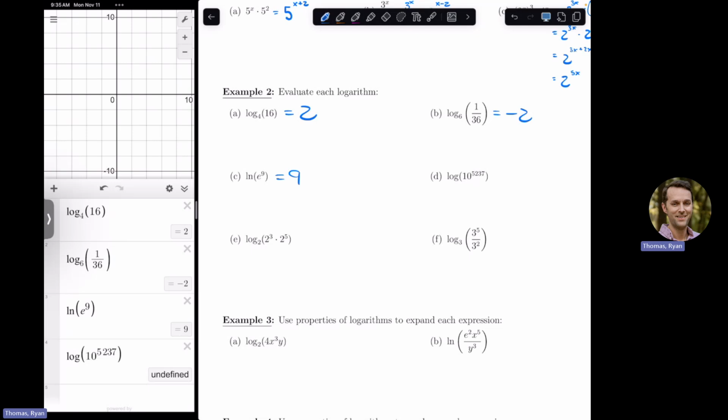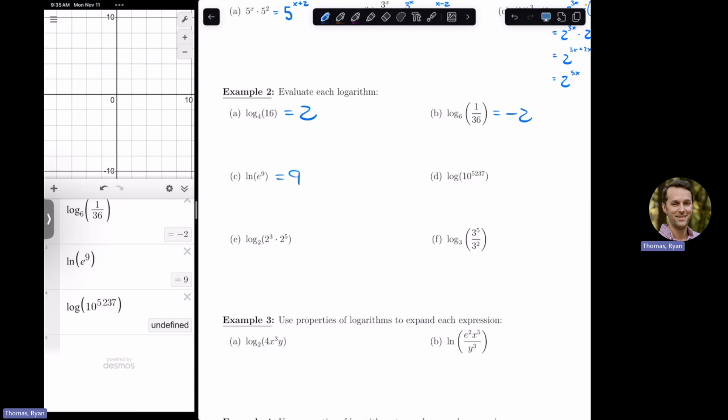These things are inverse functions, right? The natural log, or log base e, and the power of e, those are inverses, so you just end up with the power. Now, what happens when you get to the log, no base written, so common log, base 10 of 10 to the 5,237th power?